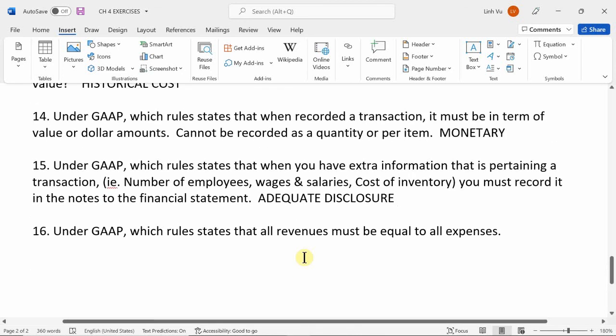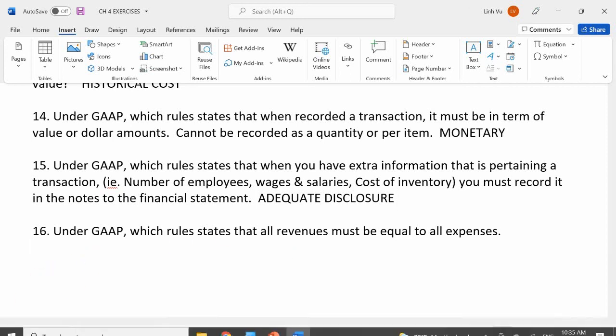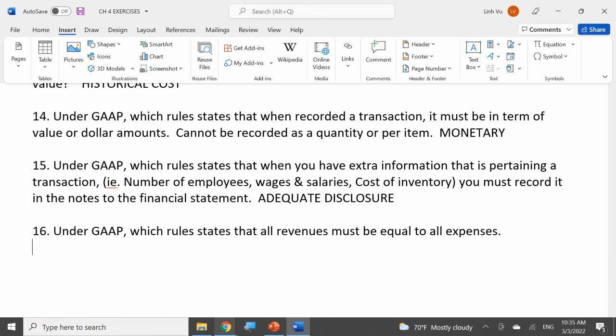Last but not least, question number 16 under GAAP. Which rule states that all revenues must be matched with expenses? Matching. It is matching. Good.